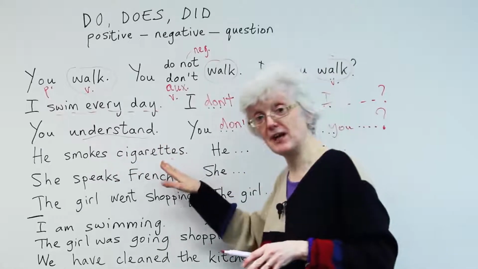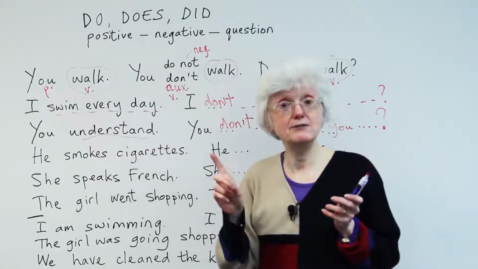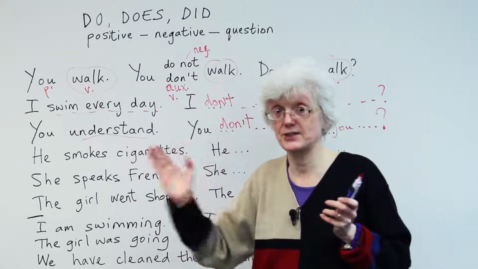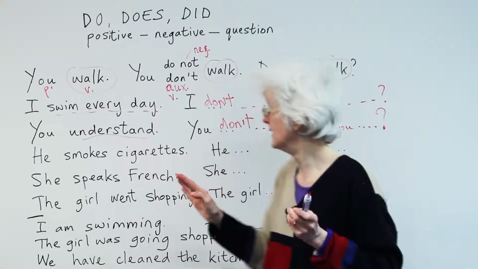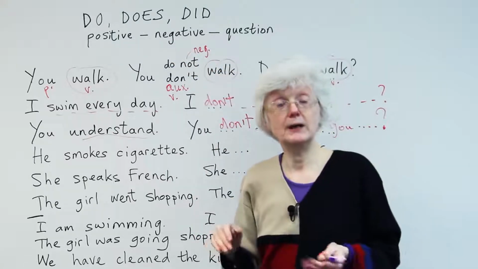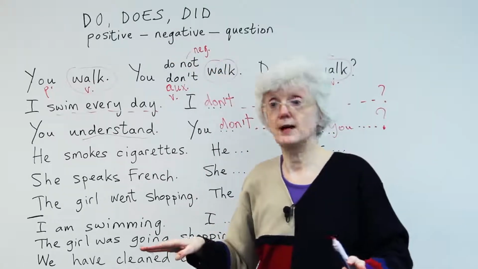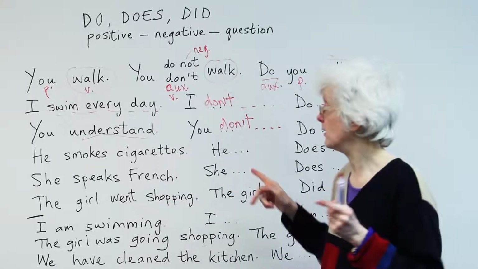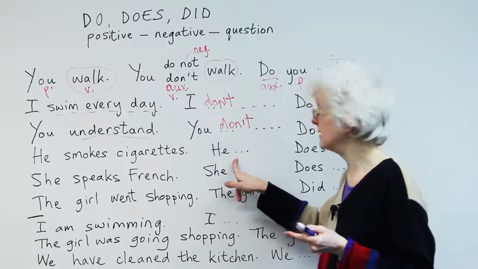He smokes cigarettes. Now, and then he gives up smoking. He quits smoking. He stops. Very sensible. So, it's now the negative situation. No more cigarettes. So now something funny happens here.